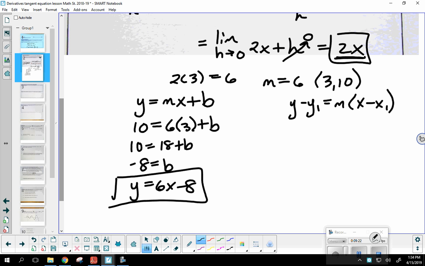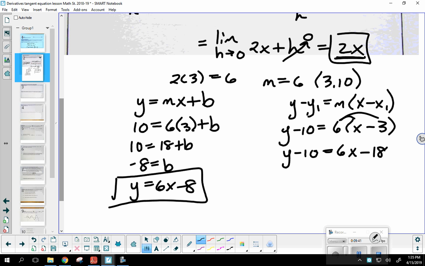There we go. Okay, so in this case, x1, y1 is still that same point. So y minus 10 is equal to the slope, 6, times x minus 3. And you'll notice you're going to get the same values because when you distribute, y minus 10 would then equal 6x minus 18. And then I'm going to add the 10 over. So we still get 6x minus 8.